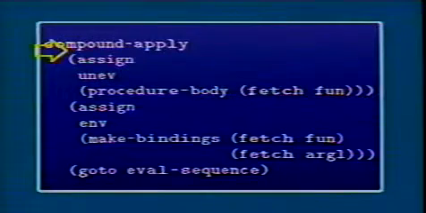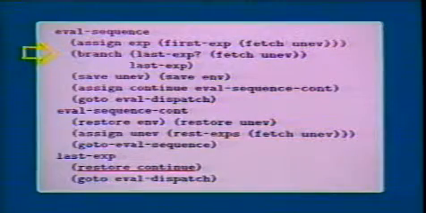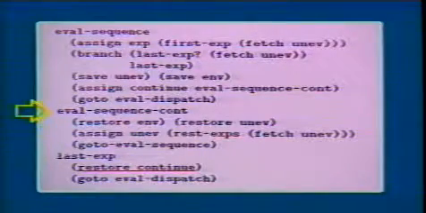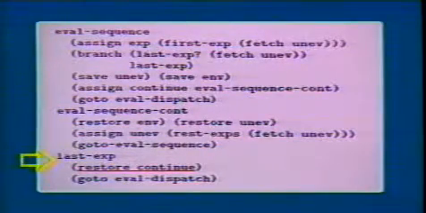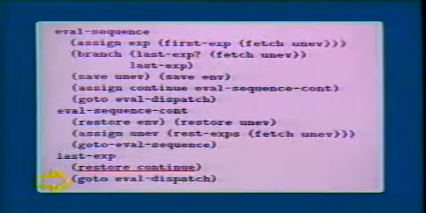This is compound apply now, and the only difference with the old one is that instead of going off to eval directly, it takes the whole body of the procedure, which in this case is a sequence of expressions, and goes off to eval sequence. And eval sequence is a little loop that basically does these evaluations one at a time. So it does an evaluation, says, oh, when I come back, I better come back here to do the next one. And when I'm all done, when I want to look at the last expression, I just restore my continue and go off to eval dispatch.